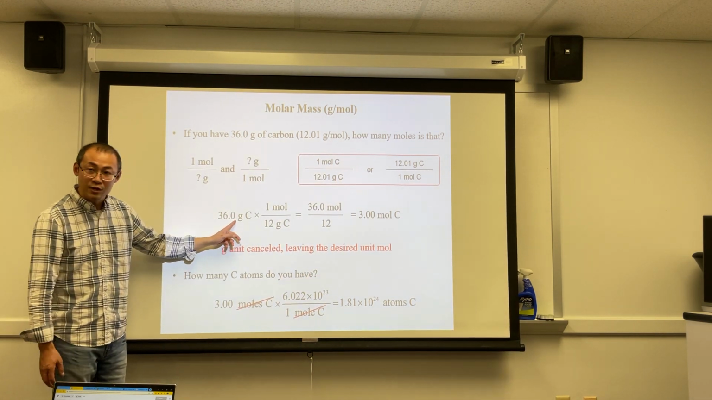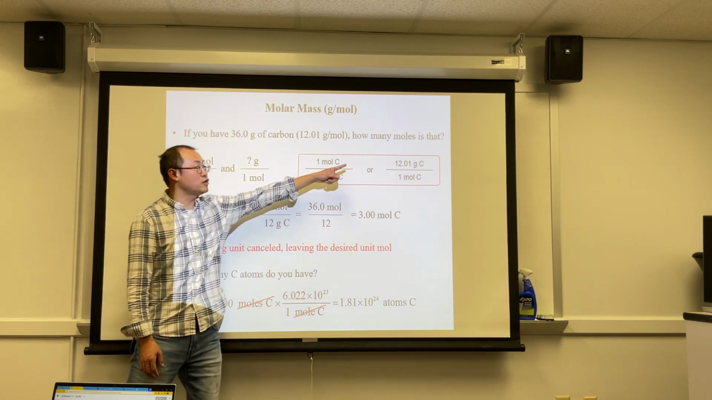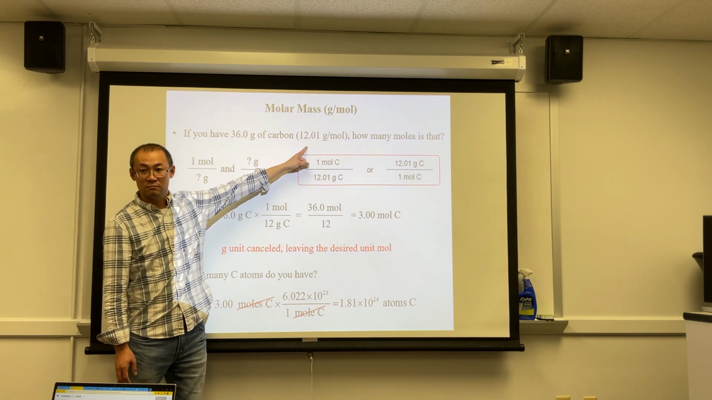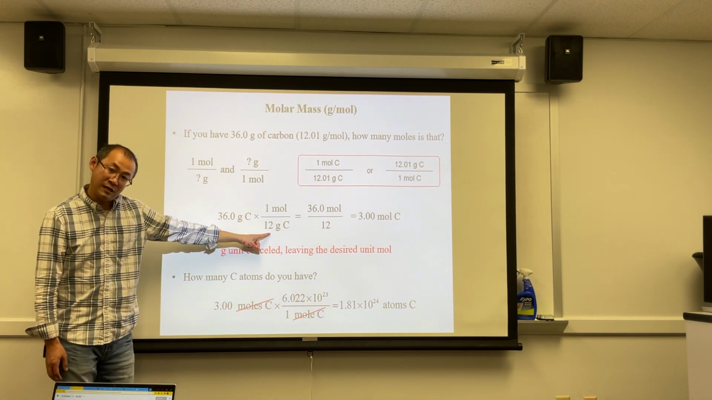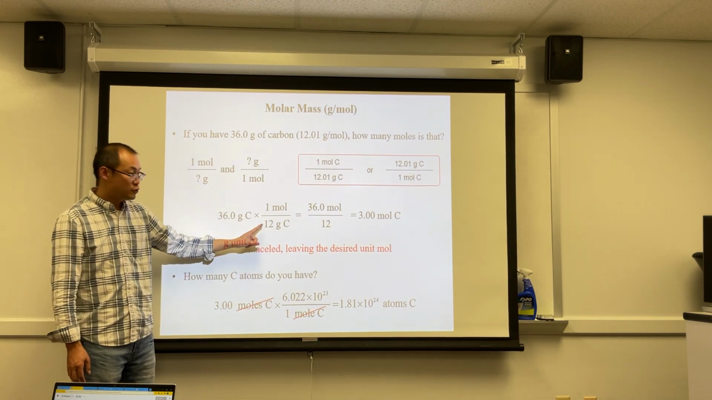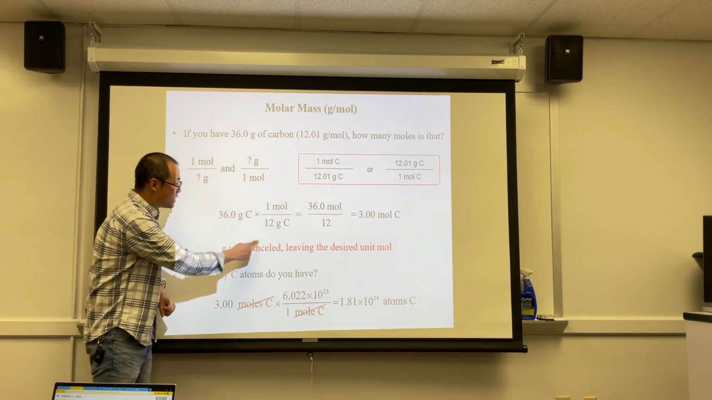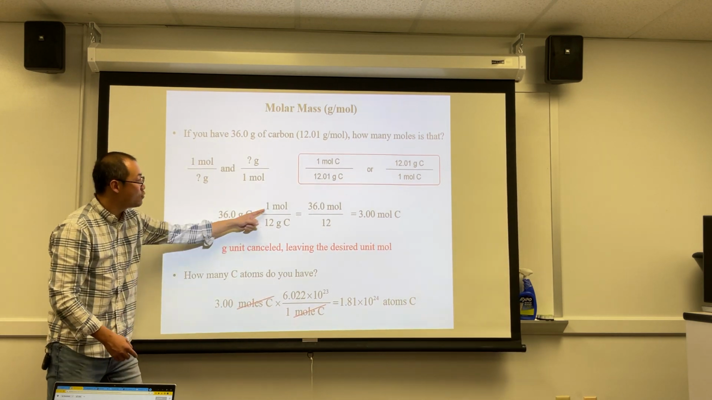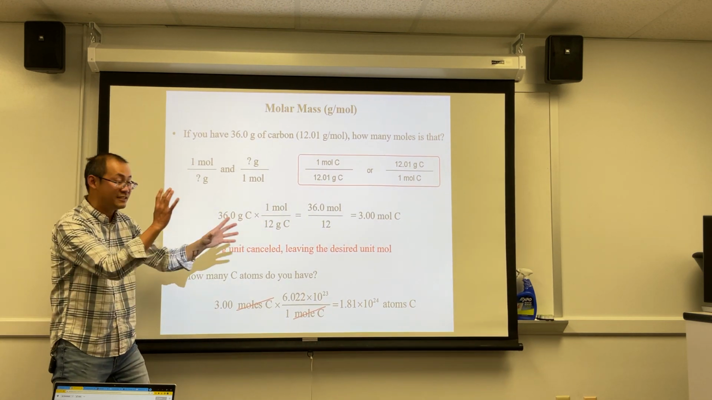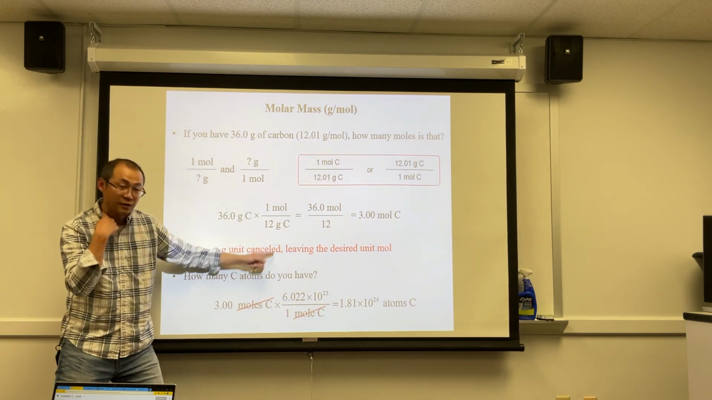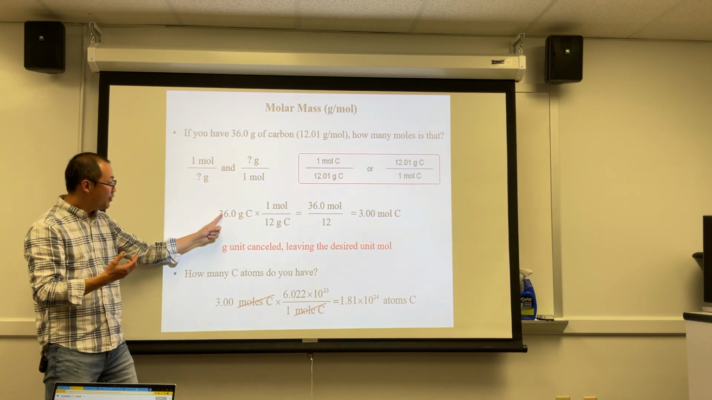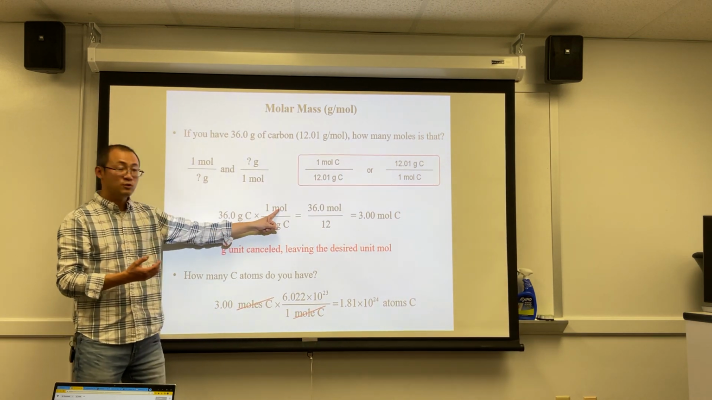So use the given unit, multiply by a conversion factor. Again, the conversion factor is from the molar mass. Put the given unit at the bottom. So you choose the one with the given unit at the bottom: 12 grams, 1 mole. Grams and grams cancel. See that? So all you need is 36 divided by 12. Again, you don't cancel numbers, you only cancel units. Grams of carbon, grams of carbon. We're talking about carbon.